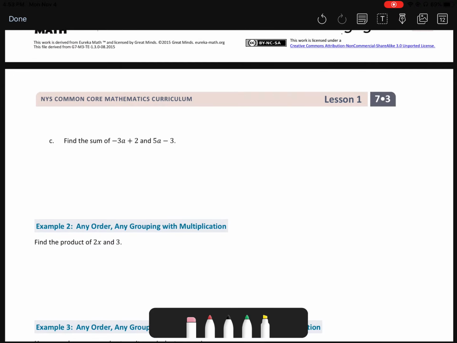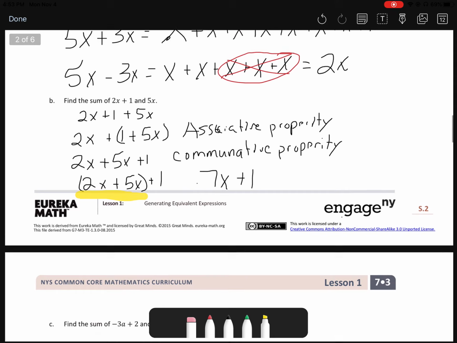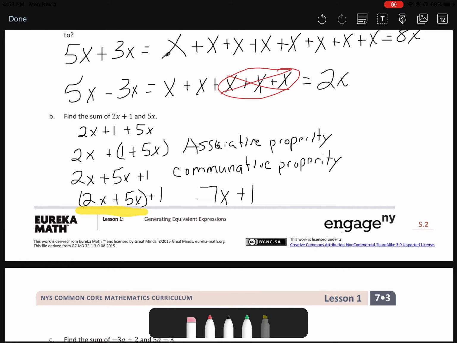Now let's do it again. Let's find the sum. Oh, forgot that. Let's go back and check. Let's see if they are the same. Let's see if 2x plus 1 plus 5x and 7x plus 1 are the same. So let's plug in, let's say, x equals 3. So let's plug it in for this one.